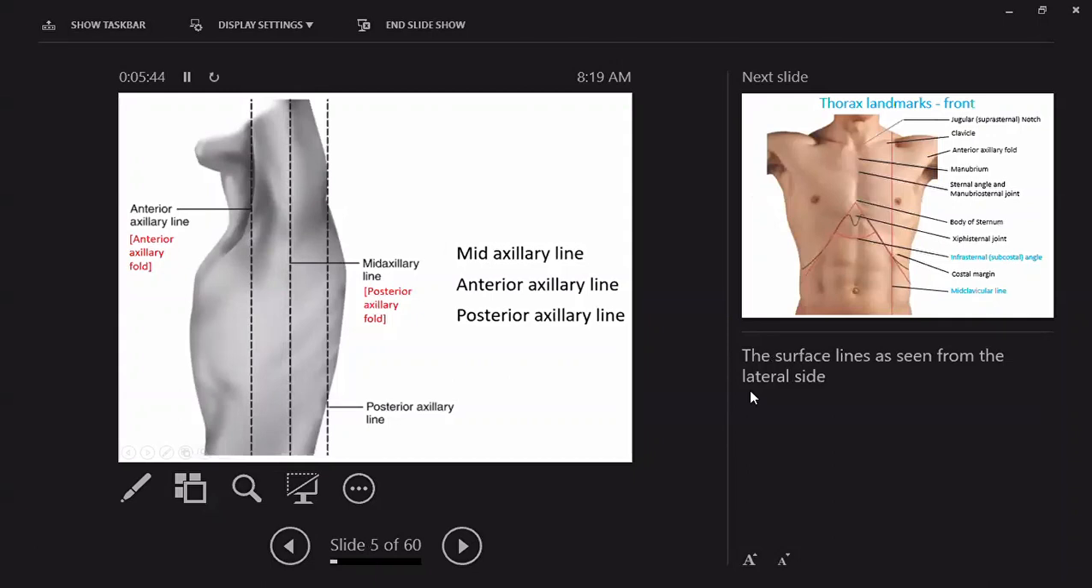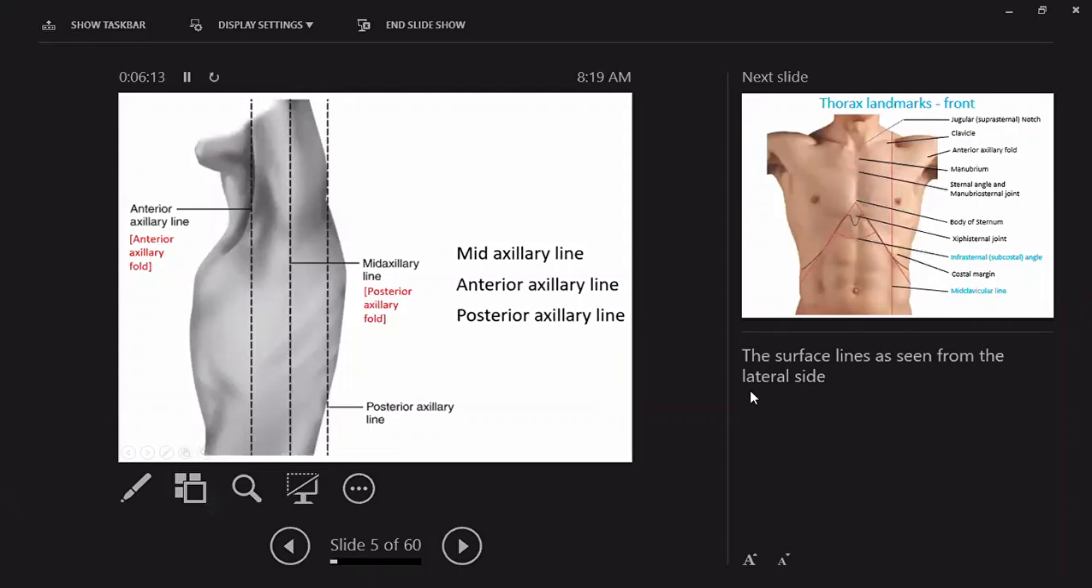The anterior axillary line will correspond to the anterior axillary fold, which is demarcated by the lateral margin of the pectoralis major. Right? Remember that? Then the posterior axillary fold is the anterior margin of the latissimus dorsi. So you get this triangle in this region in the middle, which is what we call the safe triangle, all important for procedures involving the thoracic cavity, and I will come to that later.